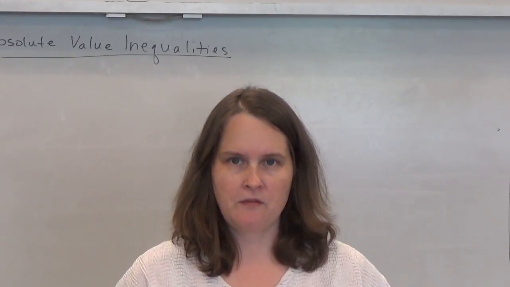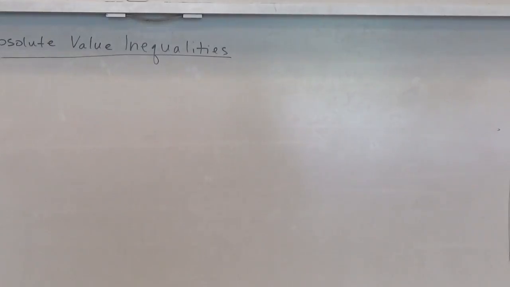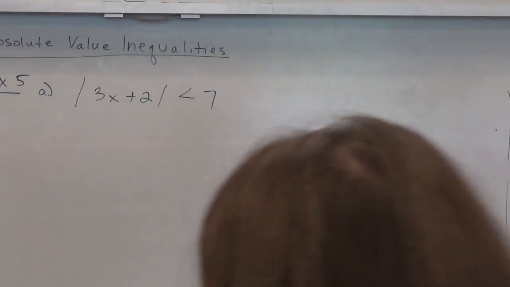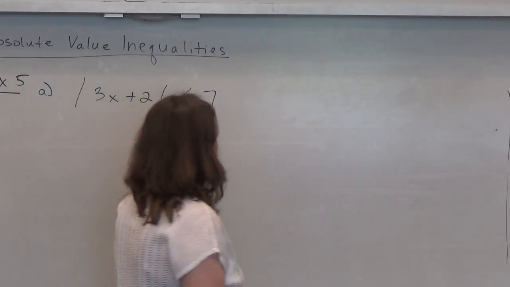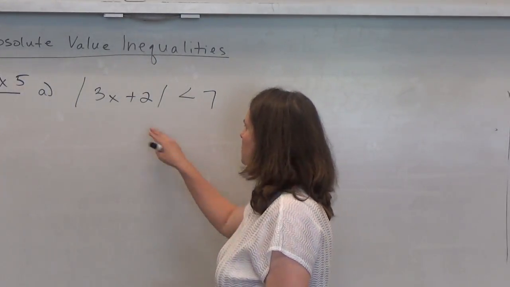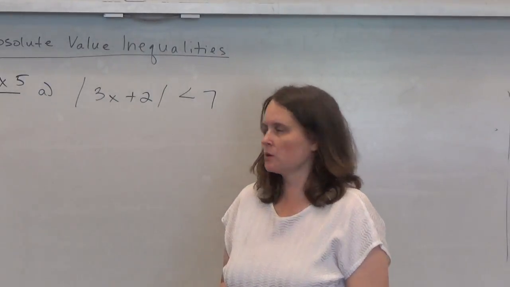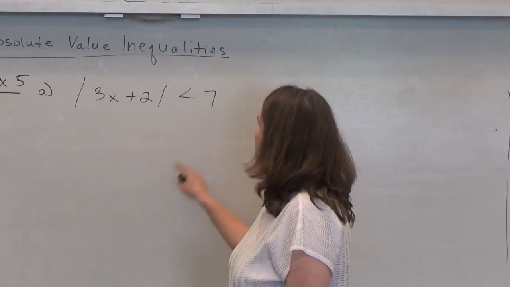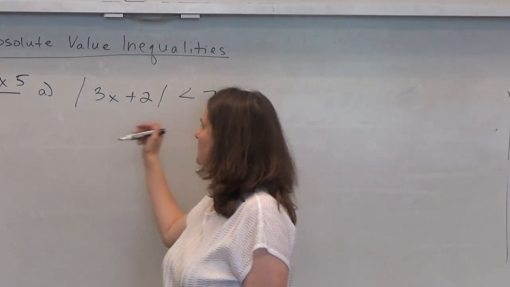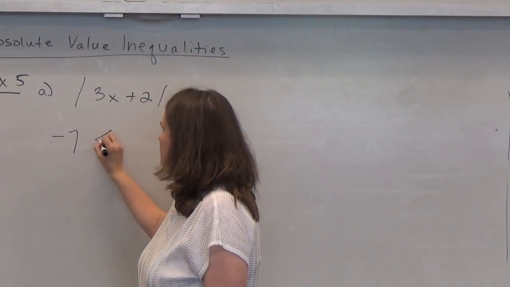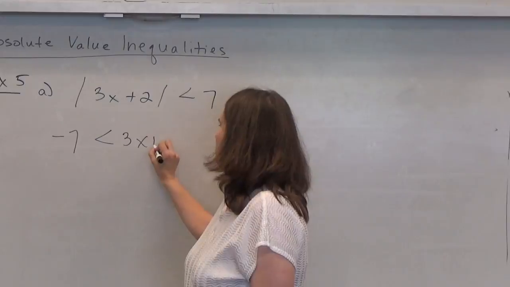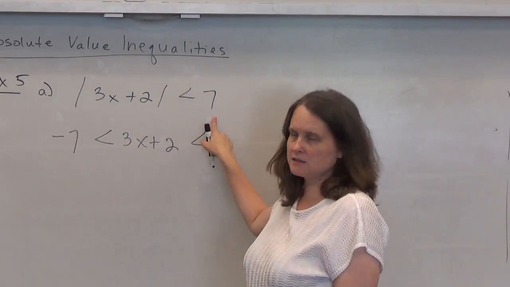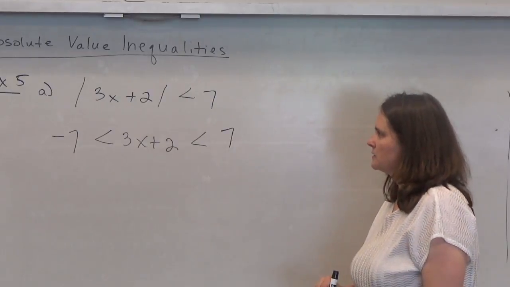So let's go ahead and look at example 5. Example 5, part A, we're going to solve absolute value of 3x plus 2 is less than 7. Because this is the absolute value less than a number, we'll go to the sandwich inequality. The rule says that we're going to take the opposite of the constant that we have here. So we're going to take a negative 7, set that less than the inside of the absolute value, so we'll set that less than 3x plus 2, and then that's going to be less than the constant, 7. And then we can solve that.